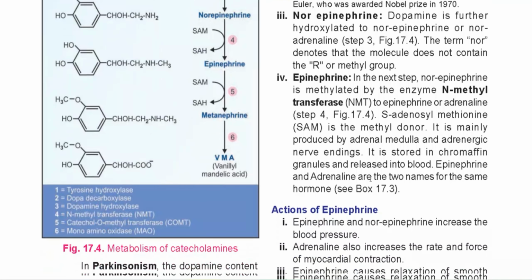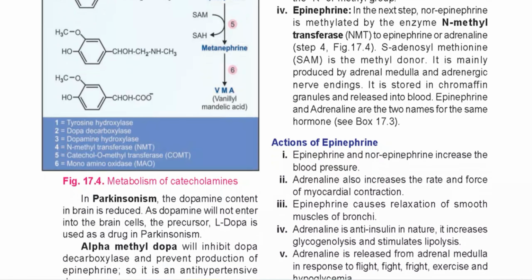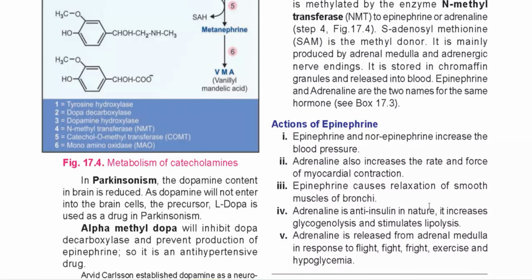Now, what are the important functions of epinephrine? Epinephrine and norepinephrine can increase the blood pressure level. Adrenaline also increases the rate and force of myocardial contraction. Epinephrine causes relaxation of the smooth muscle of the bronchi, and adrenaline is anti-insulin in nature, increases glycogenolysis and stimulates lipolysis. And there are so many important functions, and a very important function is that it responds to fight and flight, exercise and hypoglycemia.